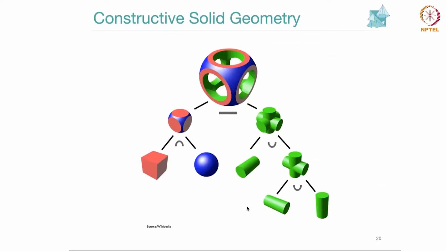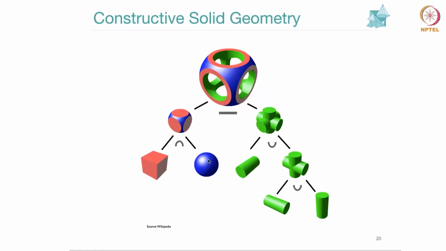So notice here that on the leaf, you have primitives like a cube, sphere, and cylinders, and you can combine these using these Boolean operators. For example, you could say, I want to take a union between these two cylinders, and you get this new implicit field. Then you can take a union with another cylinder, and you get a very interesting shape like this.